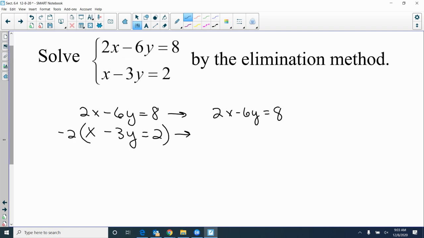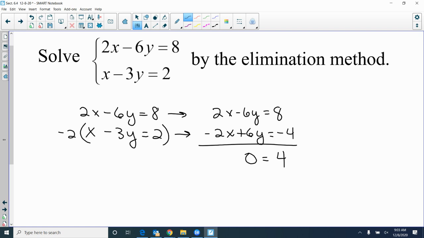When I multiply by negative 2, I get negative 2x. And then I get negative 2 times negative 3, which is positive 6y. And then I get negative 2 times 2, which is negative 4. All right, what happens when I add? Jordan? You get 0 is equal to 4. Yeah, you get 2x minus 2x is 0, negative 6y plus 6y is 0. And I get 8 minus 4, so I get 0 equals 4.